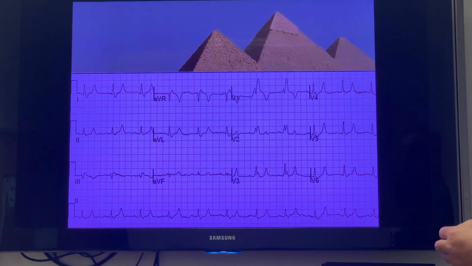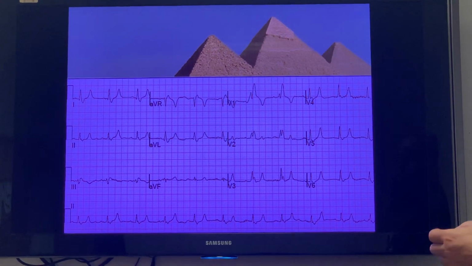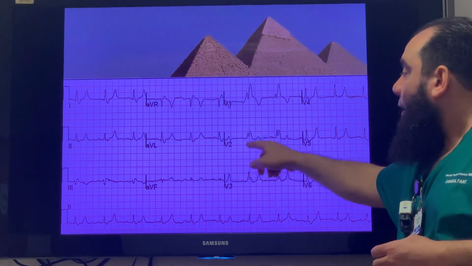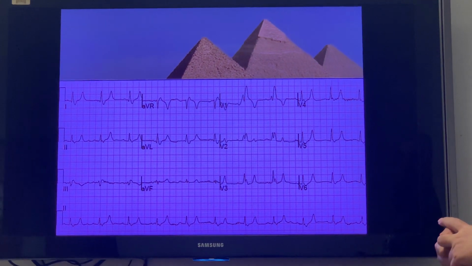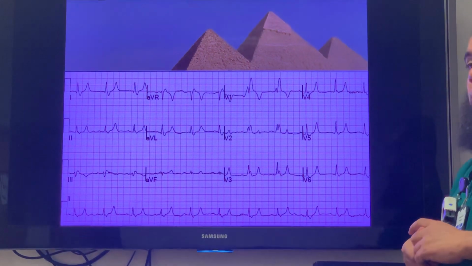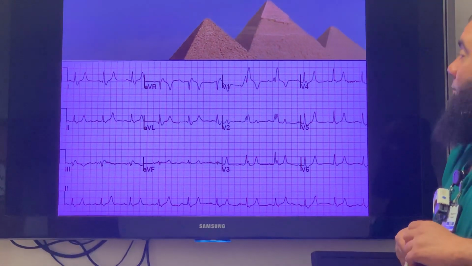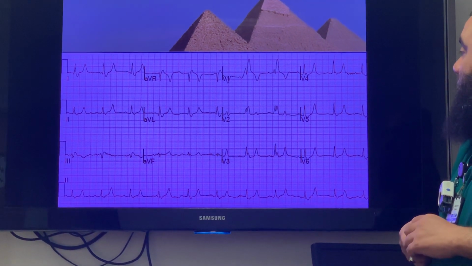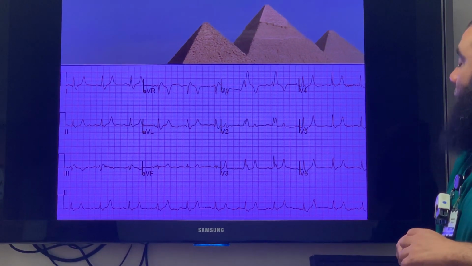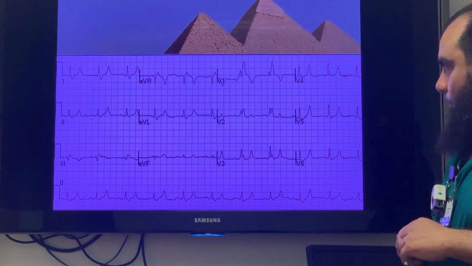Again in V2 there is RSR, the same way. Yeah. What else can you see? Then in V3 the T waves become taller. The RS deflections have become less prominent and the T waves become taller.